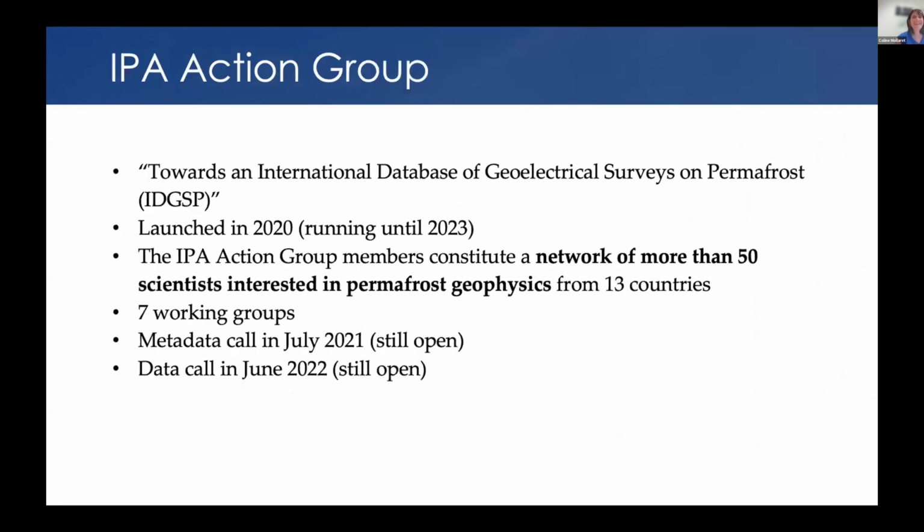Next slide, please, Teddi. Yeah, and so that's how our IPA Action Group is organized. So it actually includes between 50 and 80 scientists interested in permafrost geophysics from 13 different countries. And we're organized in different working groups, and we were launched in 2020, and we had the first physical meeting during or just prior to the EUCOP, and we launched the metadata call in 2021, and last year the data call, and we are still welcoming new metadata and data into the database.